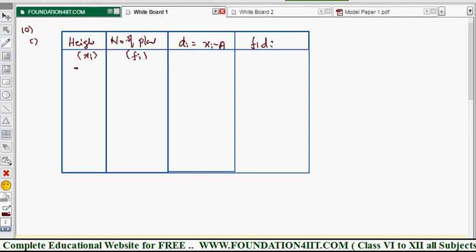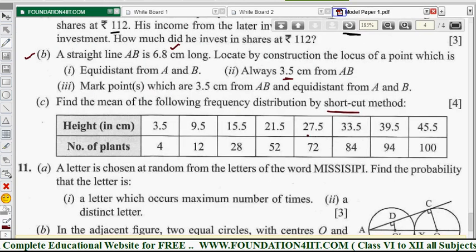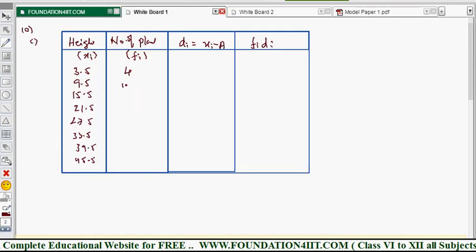The heights given in the question are 3.5, 9.5, 15.5, 21.5, 27.5, 33.5, 39.5, 45.5. And the number of plants mentioned are 4, 12, 28, 52, 72, 84, 94, and 100. So you can write it clearly.